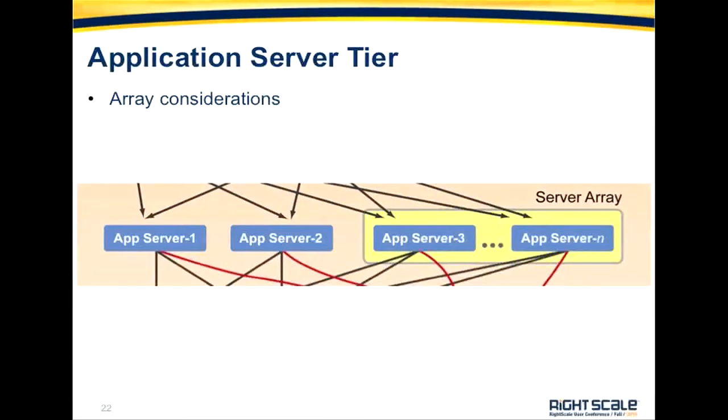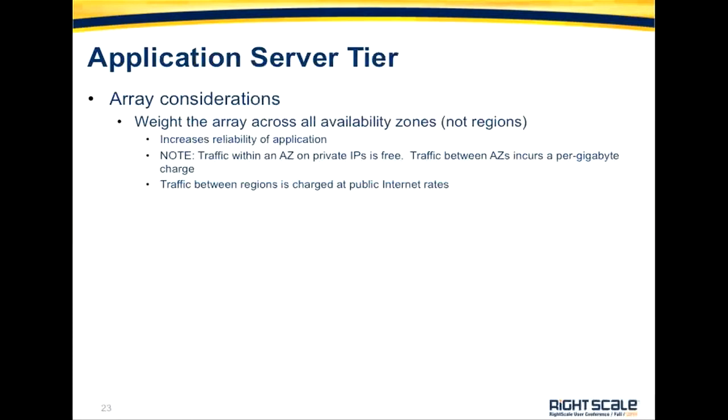Okay, some considerations about this server array. We recommend that you weight the array across all availability zones, and I say not regions here. We'll talk about that, okay? As we've said many times, it increases the reliability and the availability of the application, right? If US East 1A goes down, well, you've got B, C, and D there to help you out, right? The most you've lost in East is potentially 1/4 of your application servers, right?